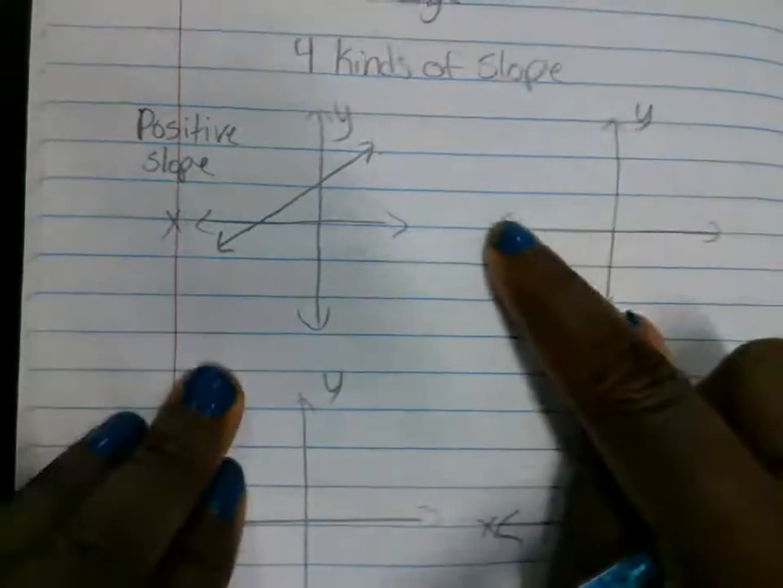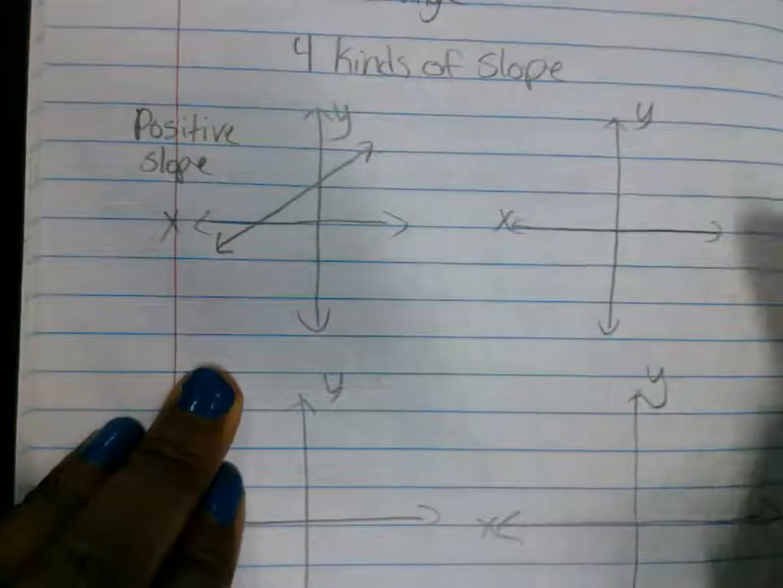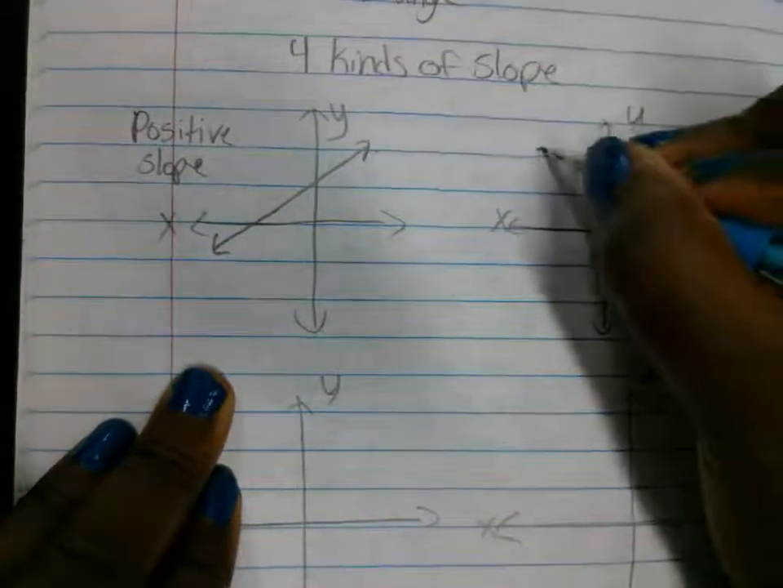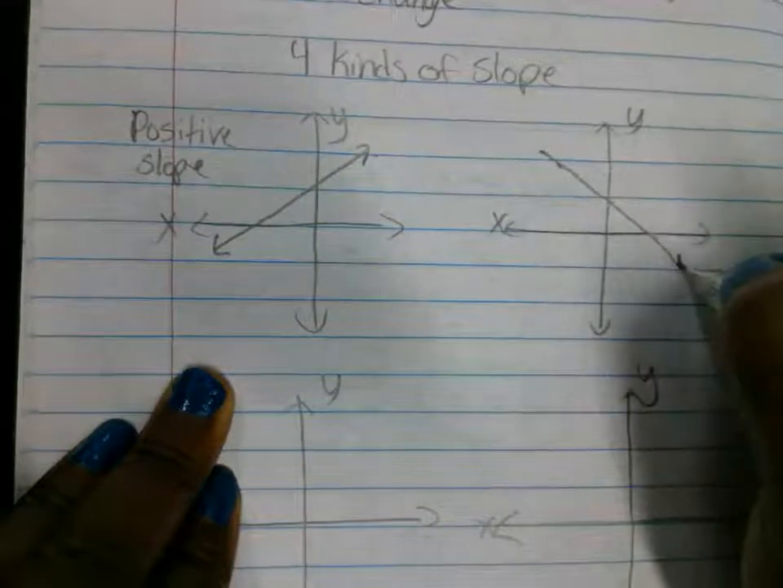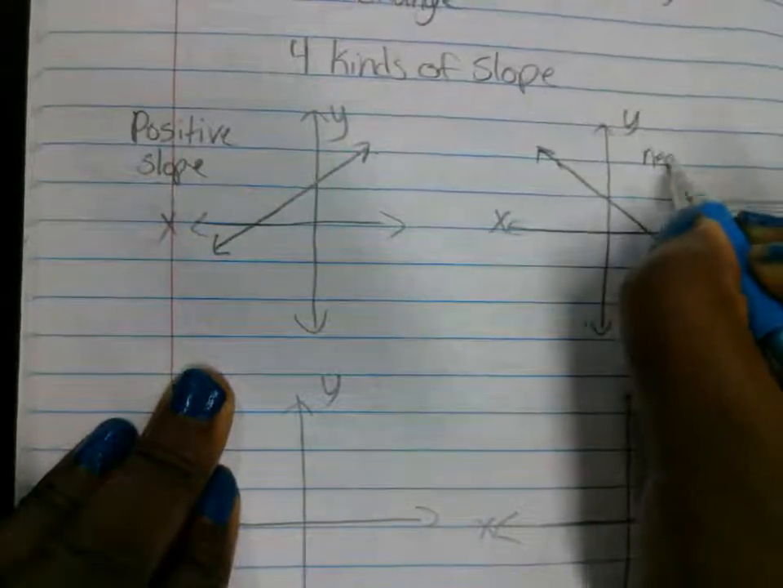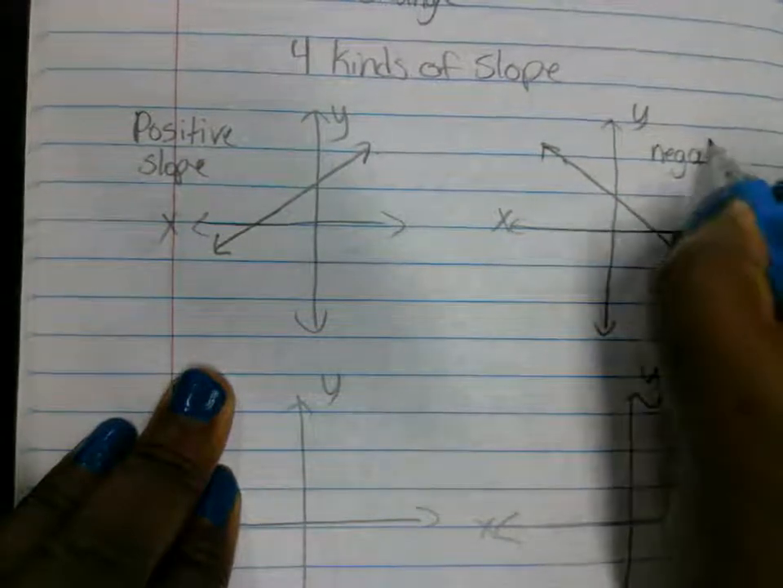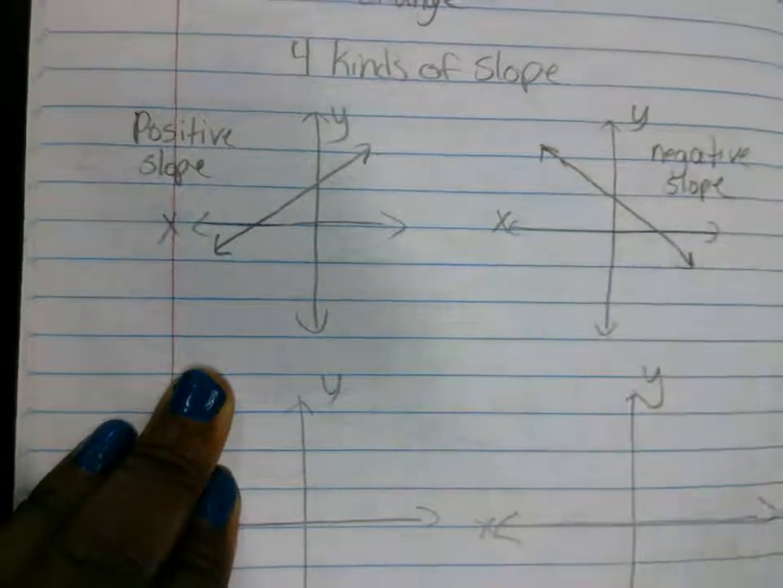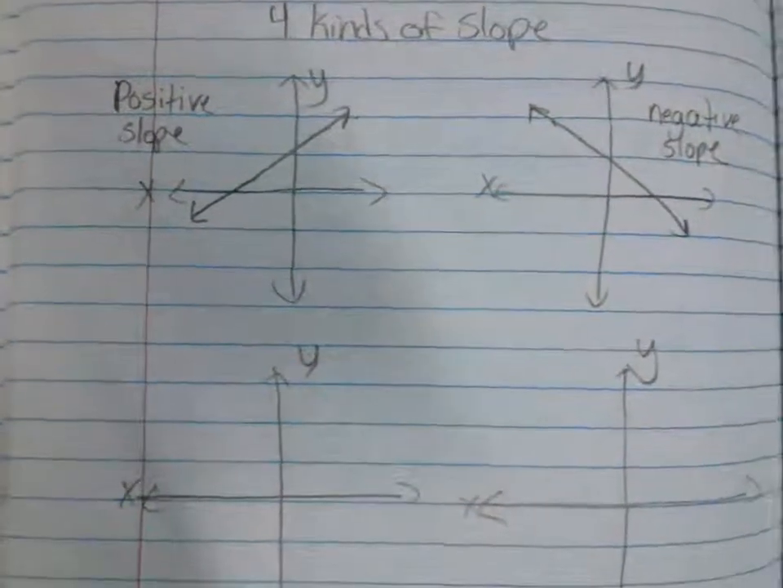As x increases, y decreases. That means your line is going down. This line has what kind of slope? Negative slope. M would be a negative number. The slope for this line would be a negative number.